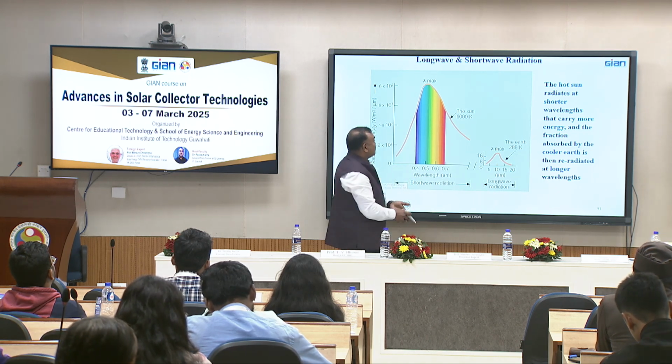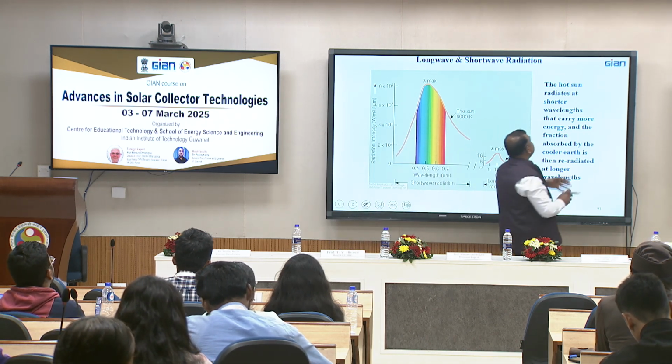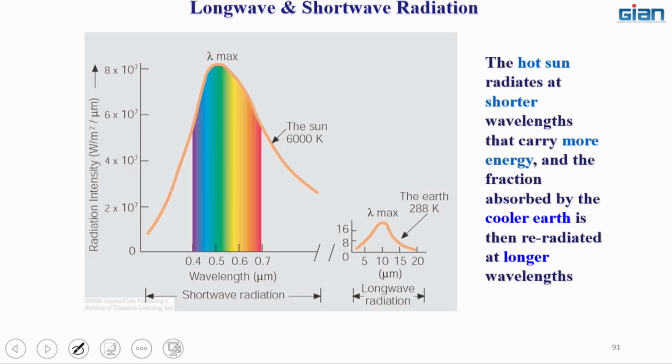Okay. So, the hot sun radiates at shorter wavelengths that carry more energy, and the fraction absorbed by the colder earth is then re-radiated at longer wavelengths. So, this is coming from the sun and more energy is carried by the shortwave radiation coming from the sun, and the long wave is propagated from the earth surface. Okay. And that is how you can see the maximum wavelength is 10 micron in the case of long wave radiation.